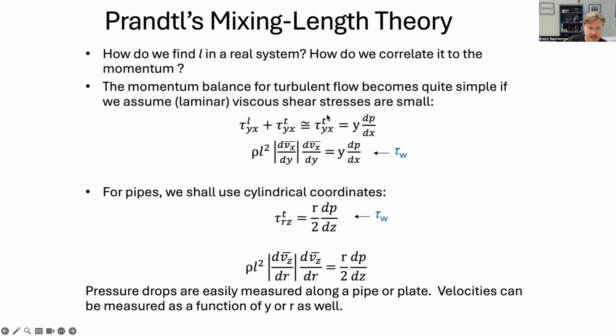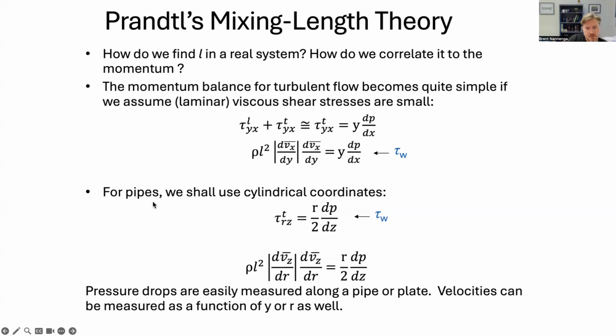If we go ahead and plug in what we just derived in the last slides for this side of the equation, we end up with this equation here. And now this right here, y dp dx, is going to be the shear stress at the wall. If you're talking about a plate, it would be the shear stress at the wall. We're going to get tau w, and we'll come to this in the examples later.